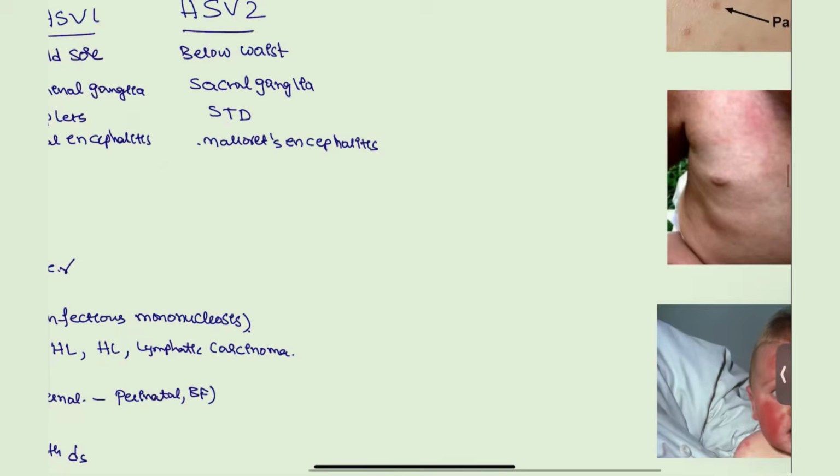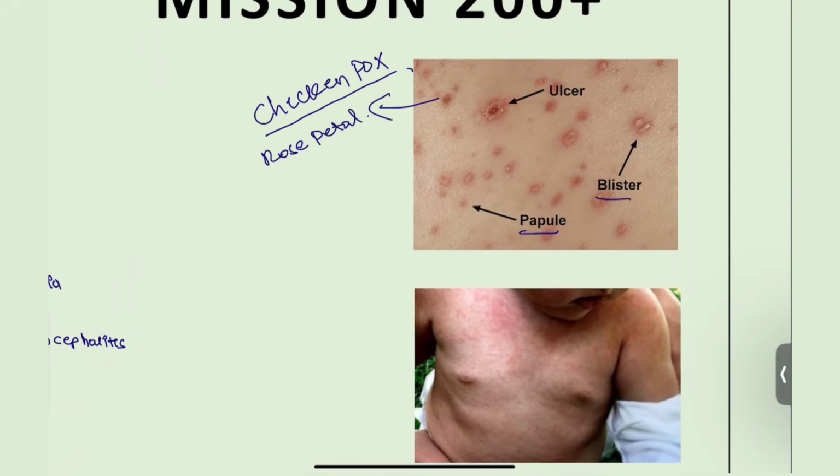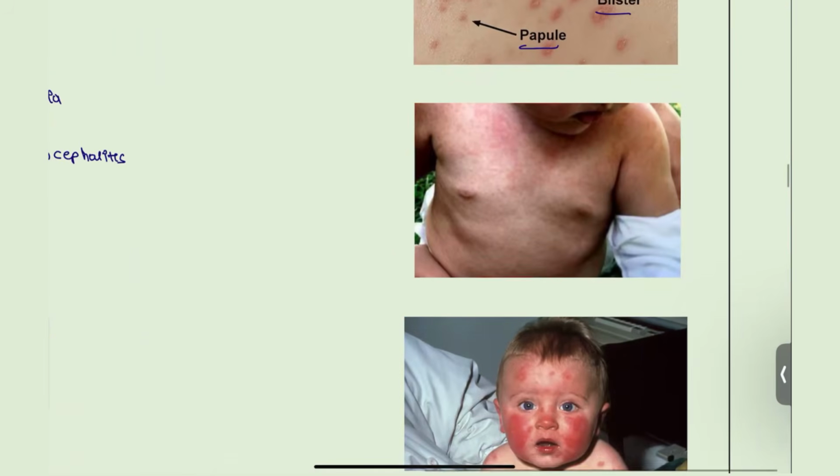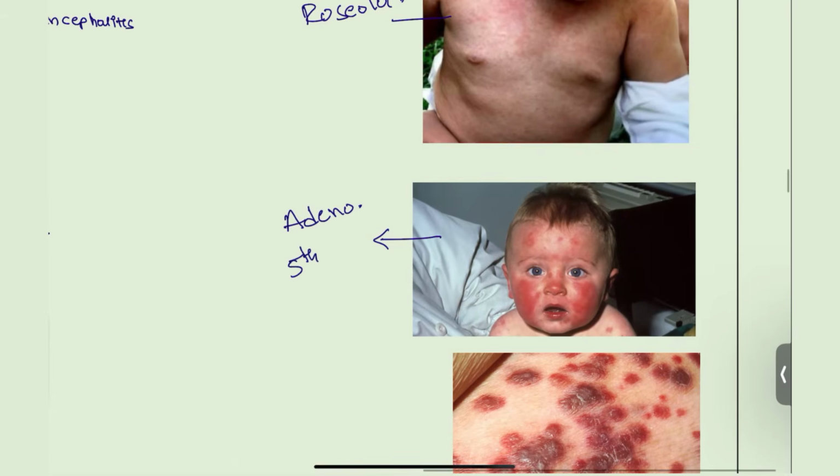Let's see here. This is the picture of a patient with chickenpox. In chickenpox, you are going to see this kind of rose petal appearance, where you see multiple polygonal ulcers at a time in patients with chickenpox. Next, this is the condition of roseola, and this condition is known as fifth disease. Okay, fifth disease, sorry, this is parvovirus, guys. Take note, this is parvovirus.